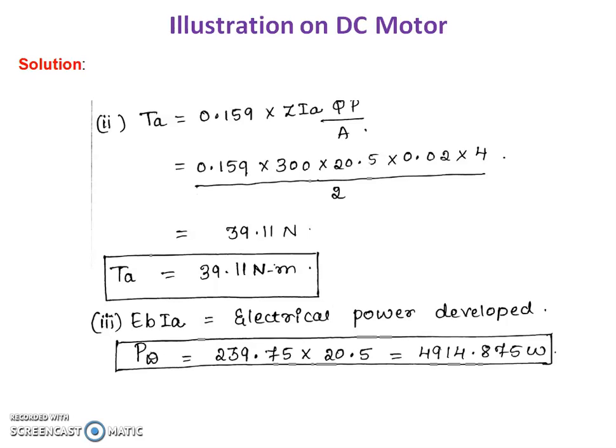EB into IA, that is the electrical power developed in the armature, is given by EB 239.75 into IA equal to 20.5, that will be 4914.875 watts.